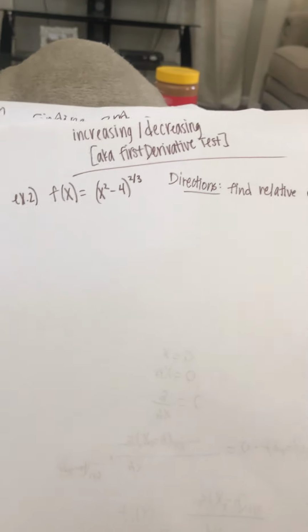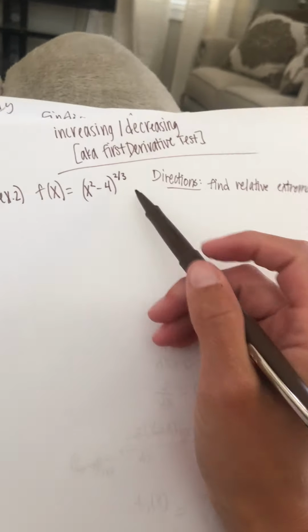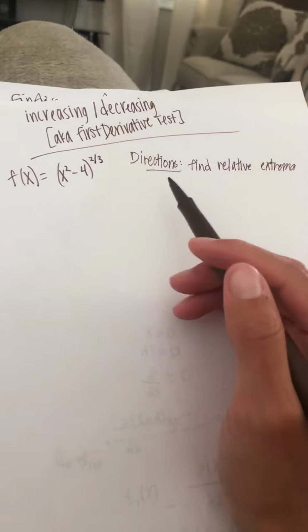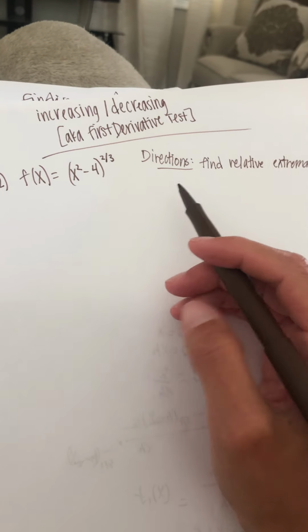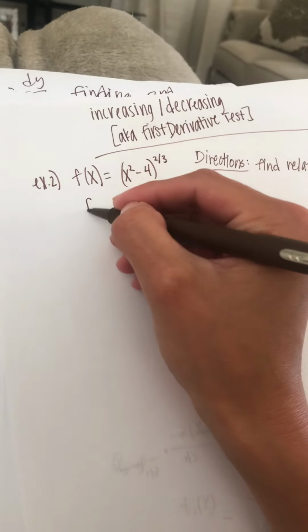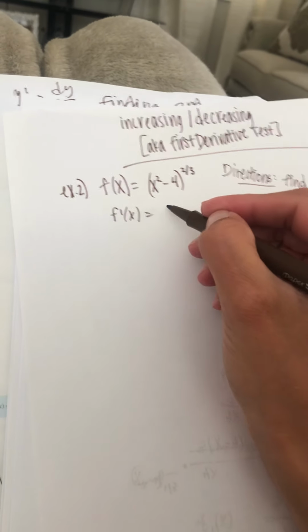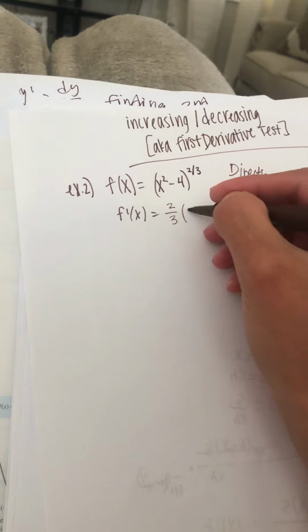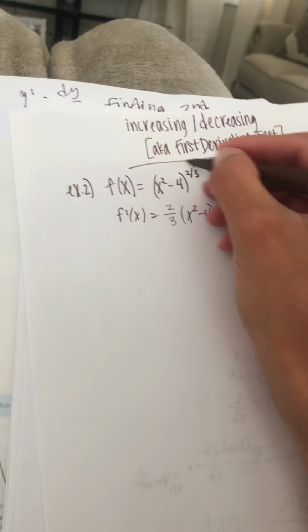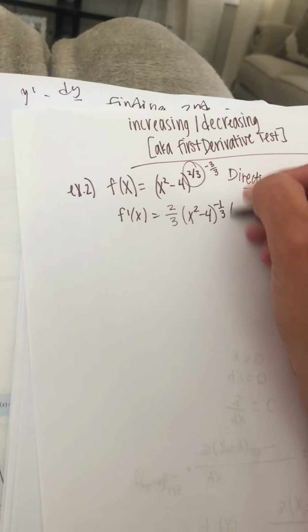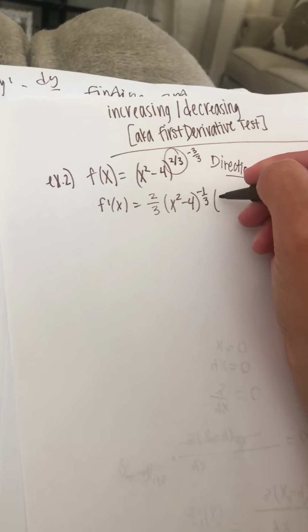Okay, so I lied. We are going to do one more example, and we are still doing the increasing and decreasing, which is also known as the first derivative test. That's what we're actually doing, because we are taking the first derivative, and our directions are going to find the relative extrema, okay? So I am going to take that first derivative, and we got a chain rule right here, so we got to do 2/3 times, keep it in the middle, and decrease that power by 1, so minus 3 over 3 is negative 1/3, and I do have to take the derivative of the inside, which is 2x.